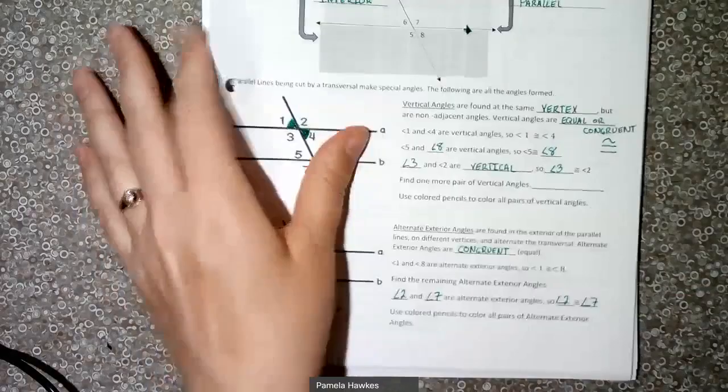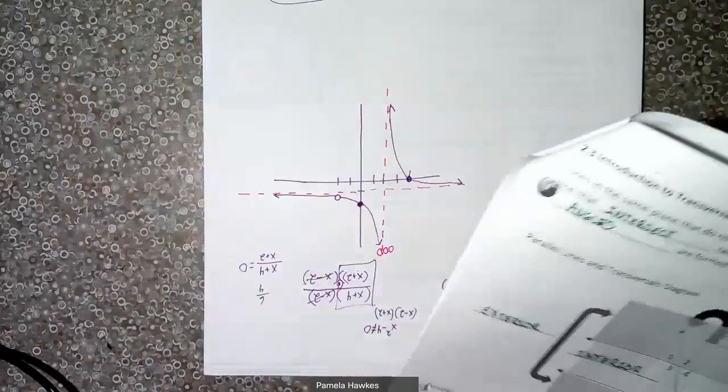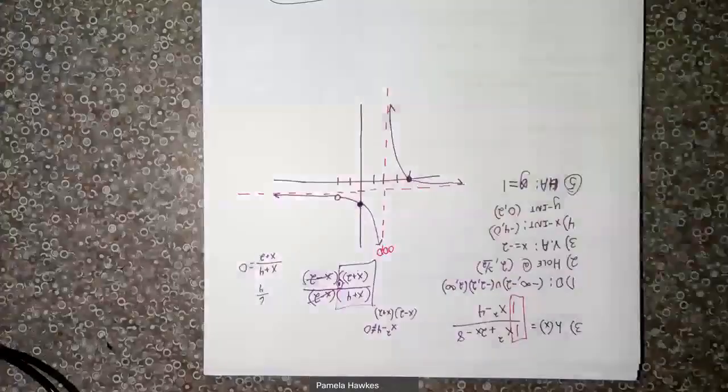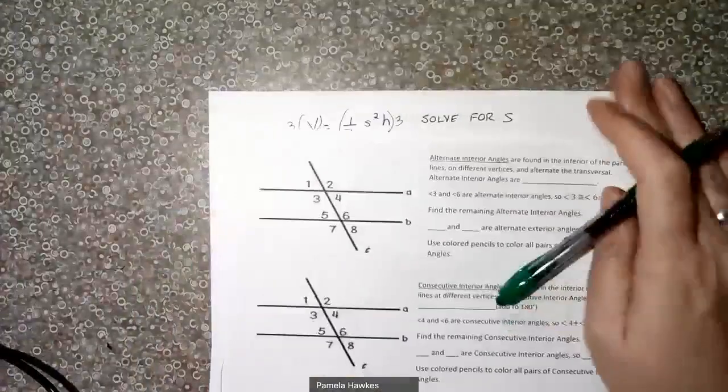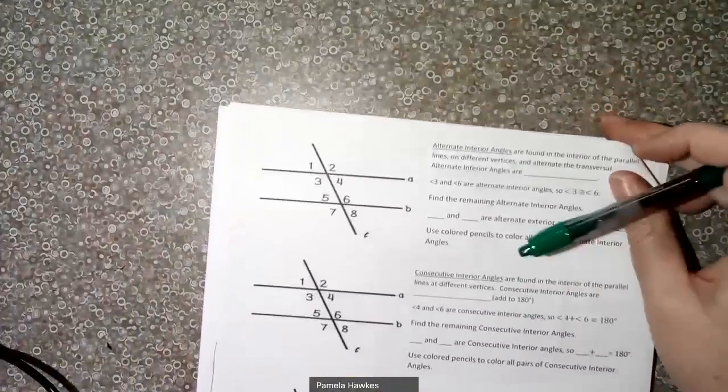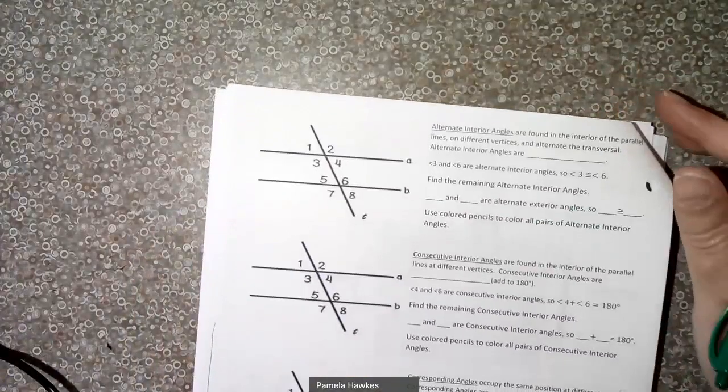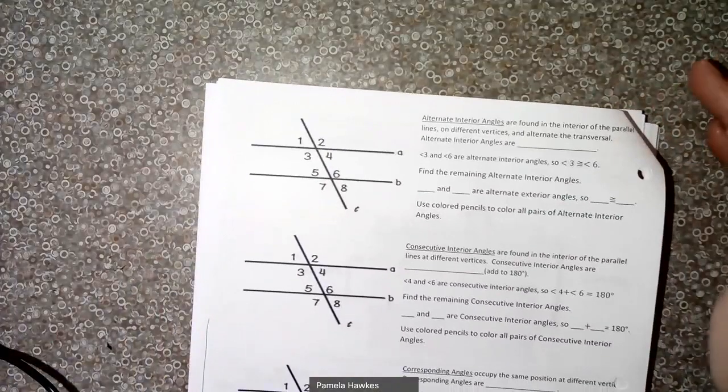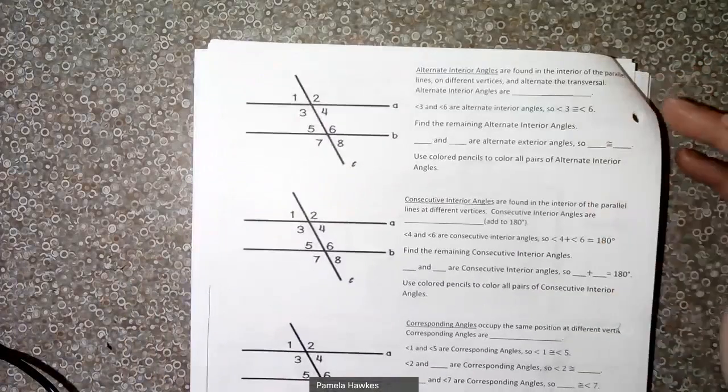Turn the page. Next one is alternate interior angles. Well, that should be easy if we knew alternate exterior. Andrew, what would be alternate interior angles? Give me an example.